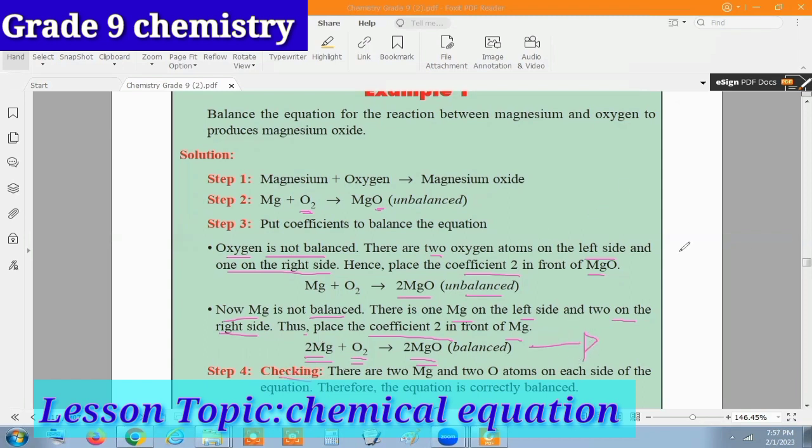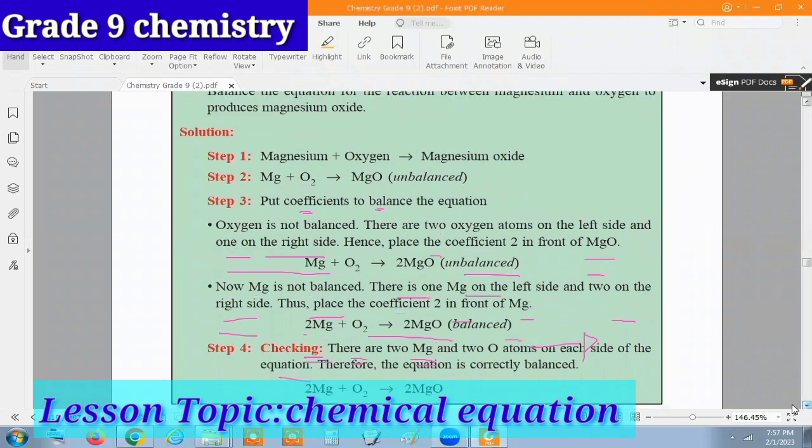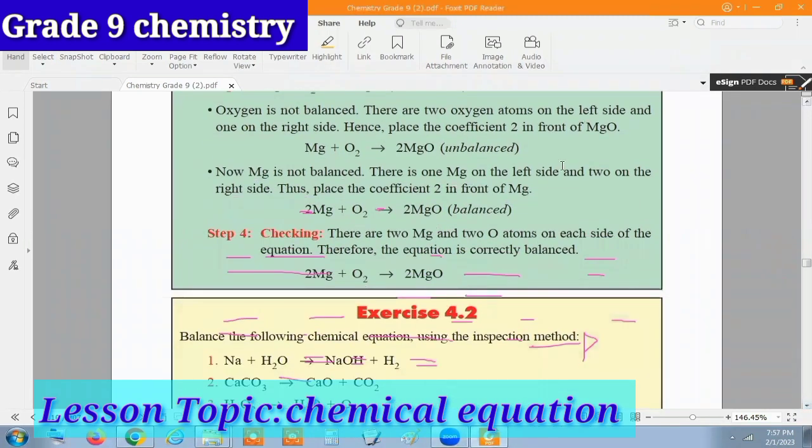Finally, we have to check the answer. Checking the answer, there are 2 magnesium atoms and 2 oxygen atoms on each side of the equation. Therefore, the equation is correctly balanced.